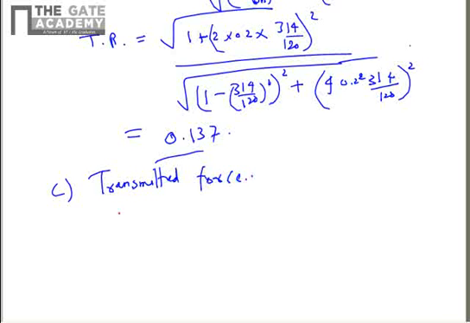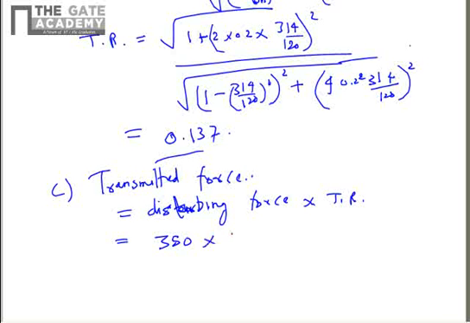So transmitted force is nothing but the disturbing force multiplied by the transmissibility ratio. So the disturbing force, we have been provided here that the disturbing force is 350 Newton. In the problem itself it was given, and the transmissibility ratio is 0.137, so 47.89. So you can see here that the actual disturbance in the machinery was 350 Newton, and it was reduced to this value before transmitting to the structure. This is the principle of vibration isolation.